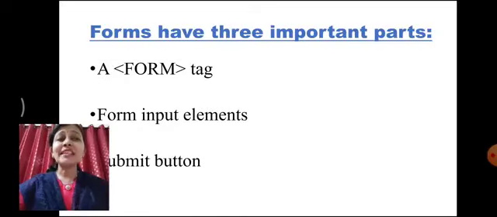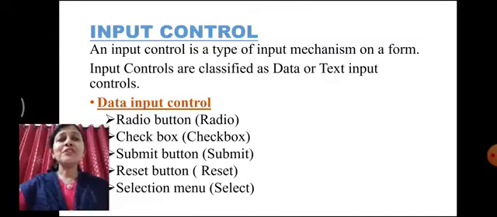Forms have three important parts: a form tag, form input elements, and a submit button. First, the form tag is a container tag that ends with /form. We'll see what the input elements are, and in a form there will be a submit button. So, what are these input controls? An input control is a type of input mechanism of a form. It's a mechanism on a form.